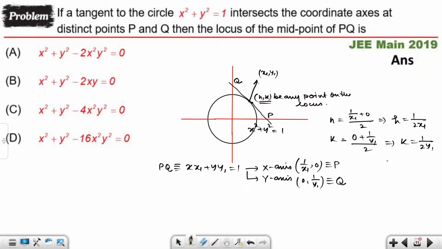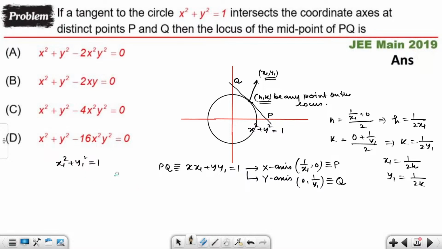Okay. Now, what is x1? x1 is 1/(2h). What is y1? It's 1/(2k). Now, you have to find out the locus, meaning I have to find a condition which will involve h, k and constants. We can easily see that (x1, y1) is a point lying on the circle. Hence, it must satisfy this equation, that is, x1 square plus y1 square must equal 1.